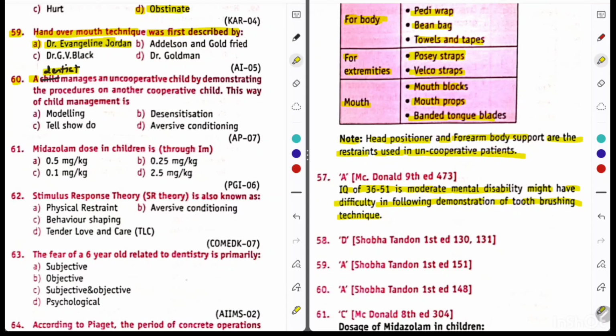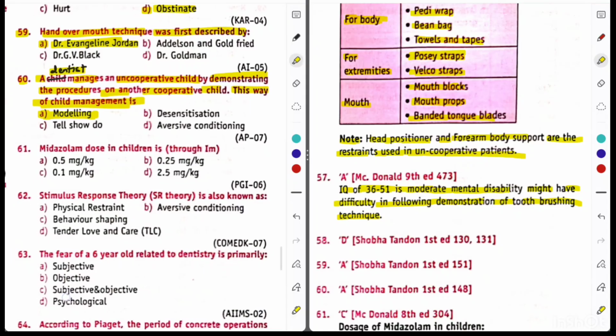Now the last question of this video. A dentist manages an uncooperative child by demonstrating the procedure on another cooperative child. This way of child management is called as. So the answer is option A, modeling. When the dentist manages an uncooperative child by demonstrating the procedure on another cooperative child, the way of child management is modeling.